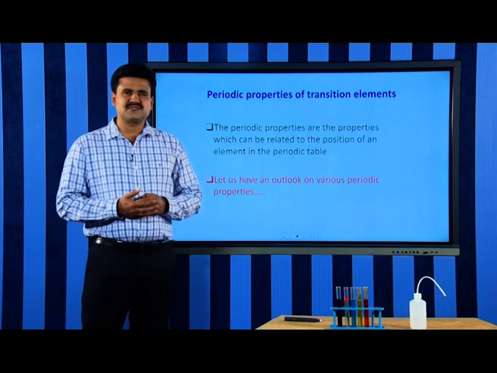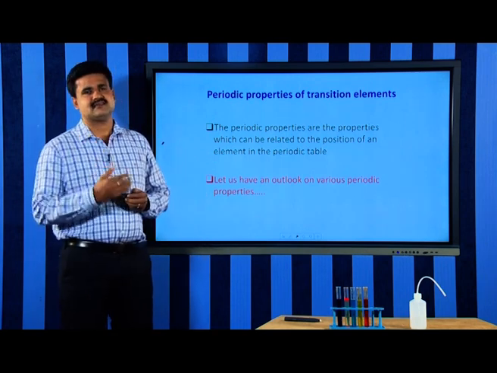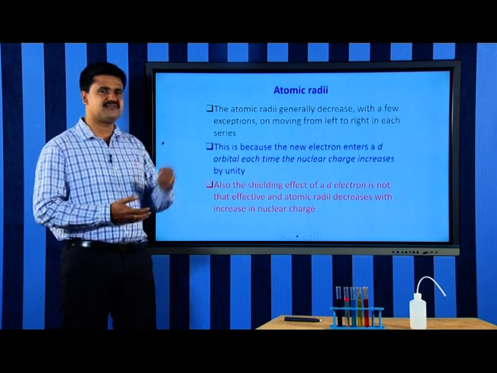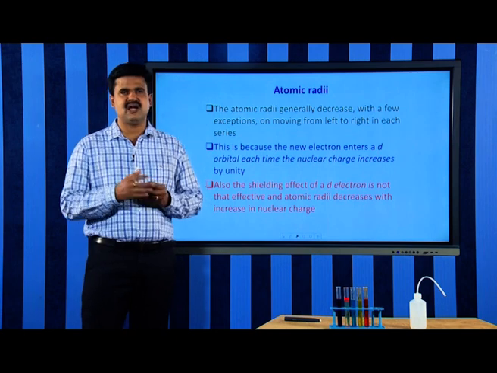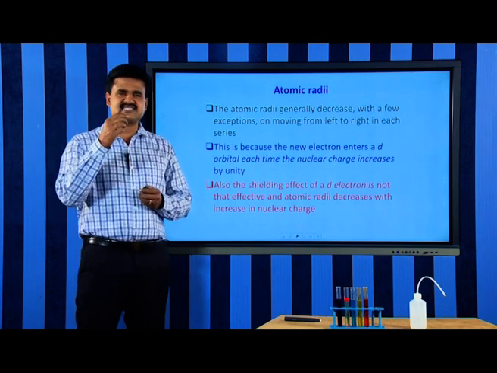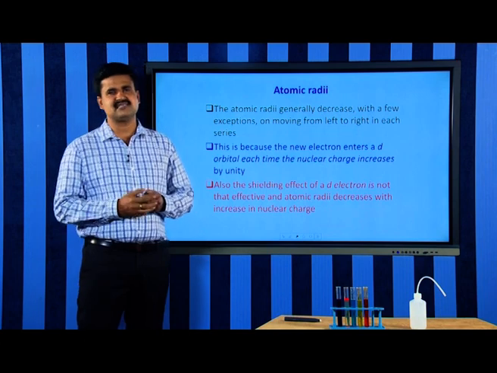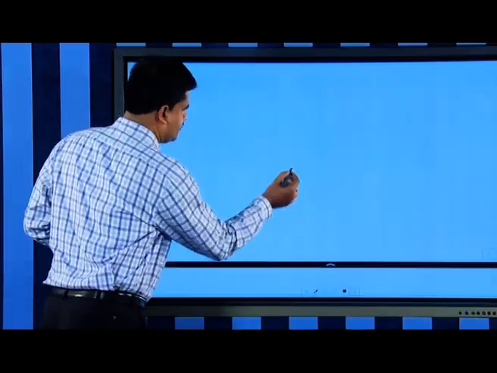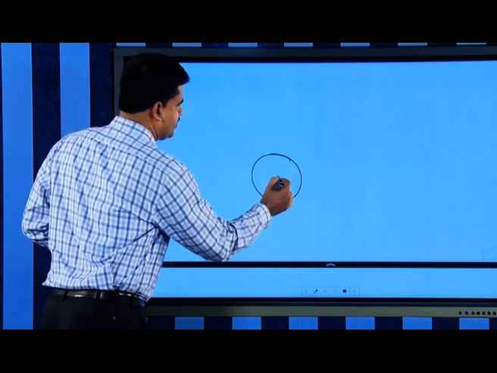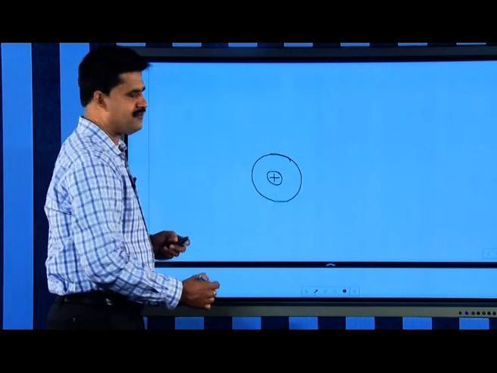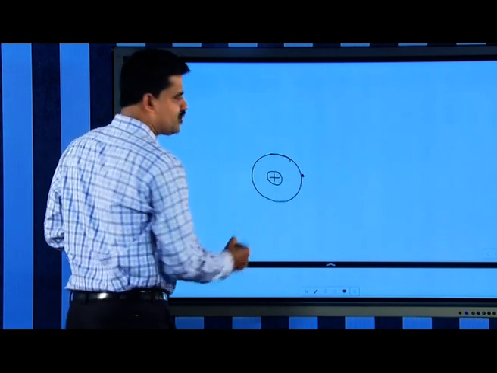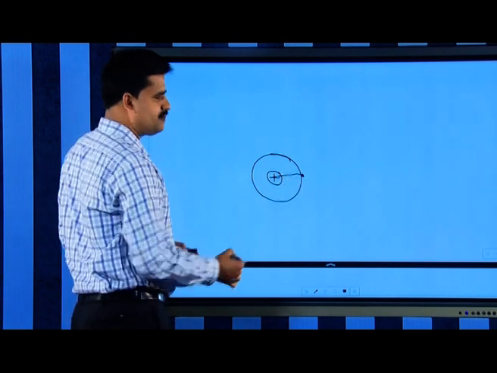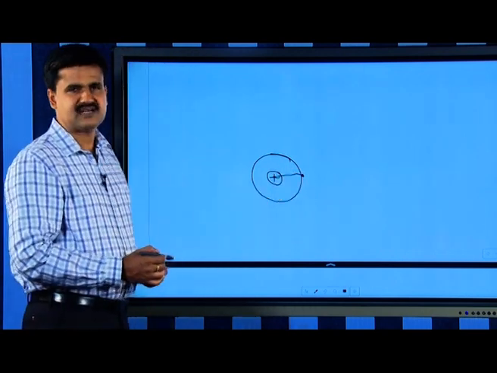Let us have a glimpse on an outlook on various periodic properties associated with the transition metals. First of all, atomic radius. We know atom is spherical. Atomic radius is theoretically the distance from the center of the nucleus to the outermost electron. That is, this is the positive charge center and this is the outermost electron. The theoretical distance from the center of the nucleus to the last electron is termed as atomic radius.